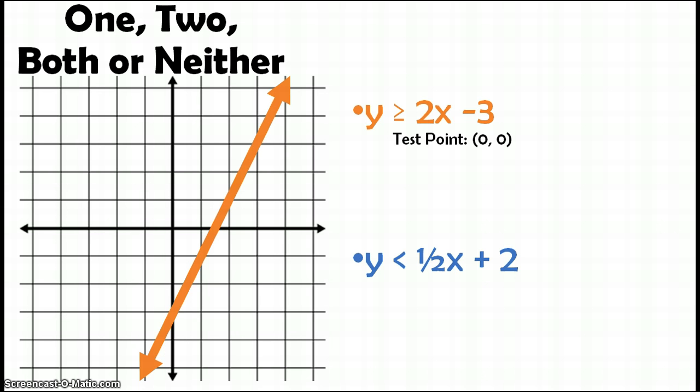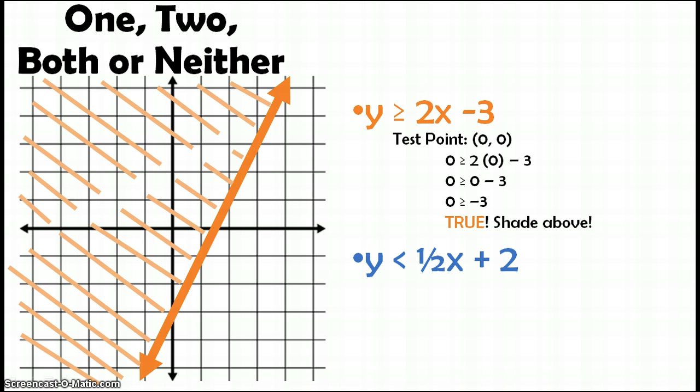I'm going to pick the test point of 0, 0. If we put 0 in for x and 0 in for y, 2 times 0 is 0. 0 minus 3 is negative 3. Is 0 greater than negative 3? That is true, so we're going to shade where 0, 0 is, which is above the line.